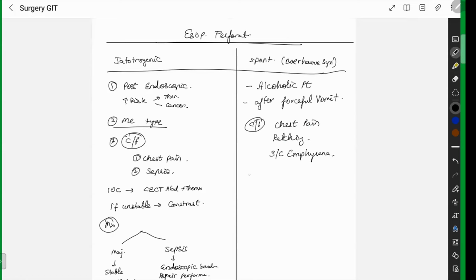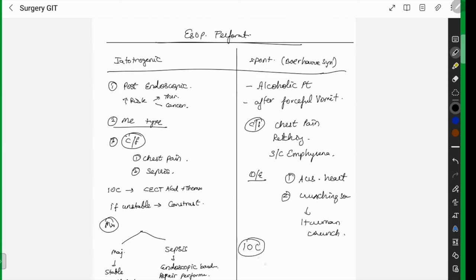On examination, you can auscultate the heart. Number two, you can hear a crunching sound. The crunching sound can be heard. That is called Hamman's crunch.